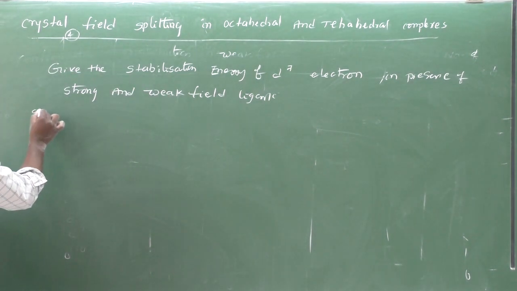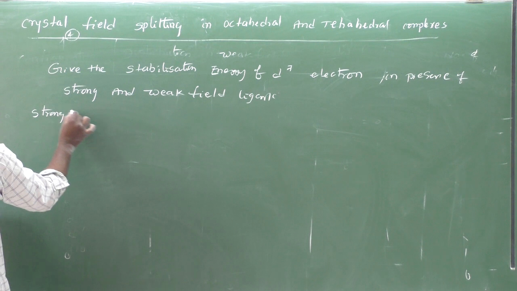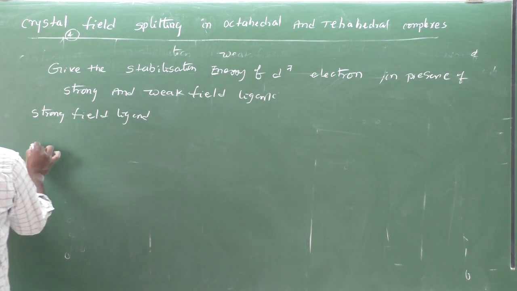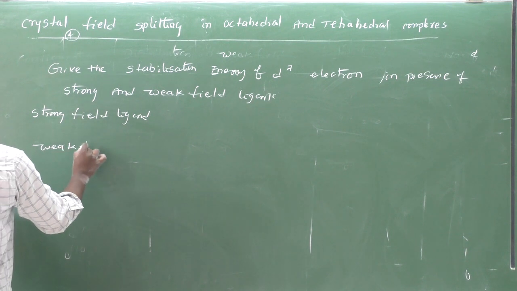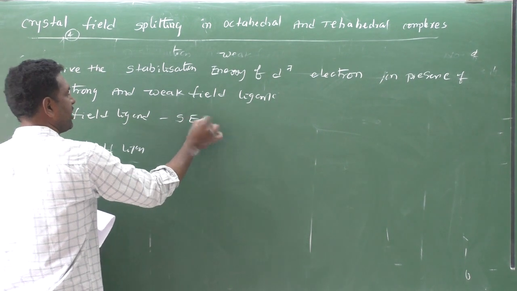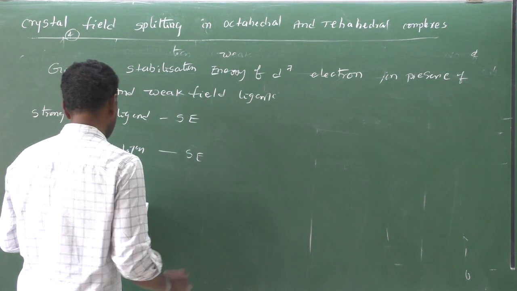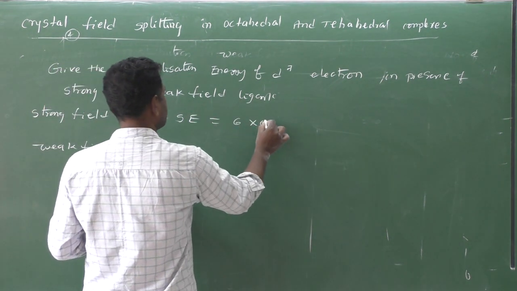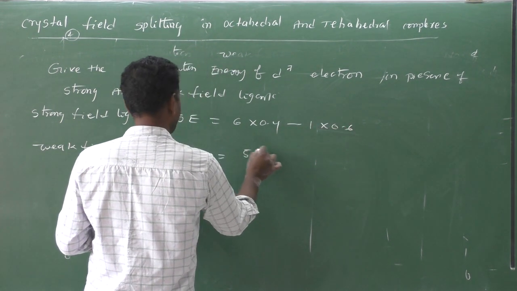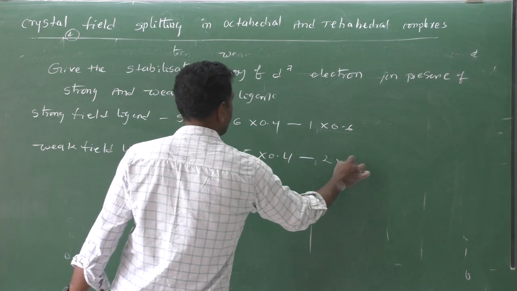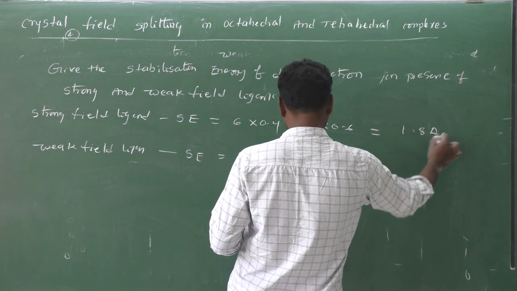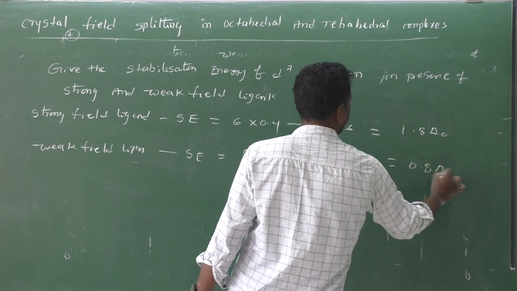So, strong field ligand and weak field ligand. Weak field ligand stabilization energy is different. Strong field ligand stabilization energy is different here. 6 into 0.4 minus 1 into 0.6. Here 5 into 0.4 minus 2 into 0.6. This value is 1.8 delta naught. Here this value is 0.8 delta naught.